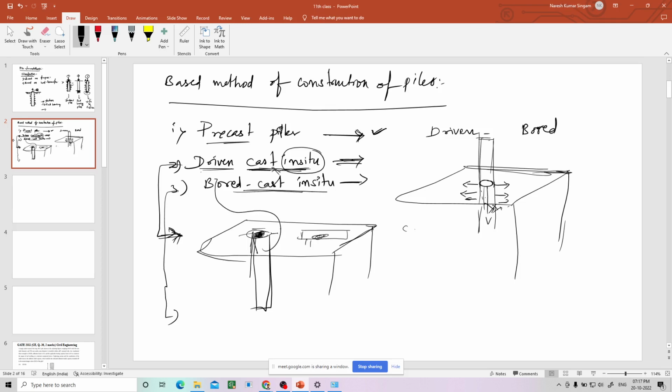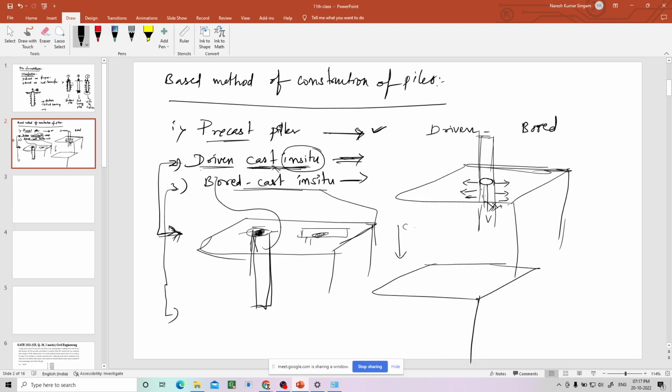And bored cast in situ is very easy. You will make a hole first, you will take out the soil. There will not be any lateral movement of the soil in this case. You are not driving anything, you are just taking out the soil. After taking out the soil, you will just pour the RCC, reinforced cement concrete. That's how this will be constructed.